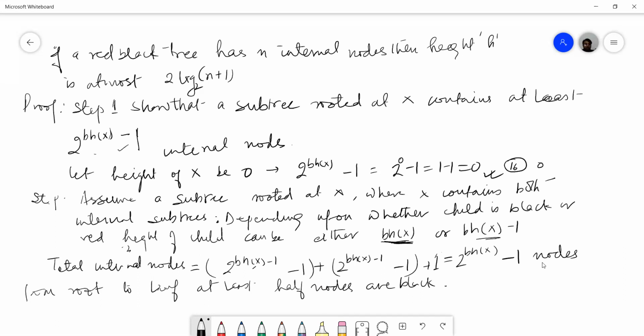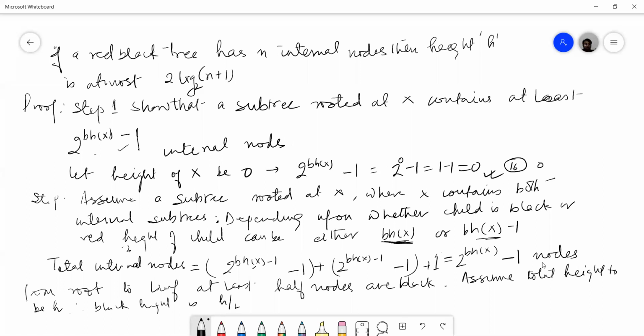Okay. So if we assume the total height to be h, then h is the total height and half the nodes are black. So therefore the black height is h by 2. Is this clear, class? If suppose the total height is h, then the black height will be what? h by 2, because half the nodes are black.